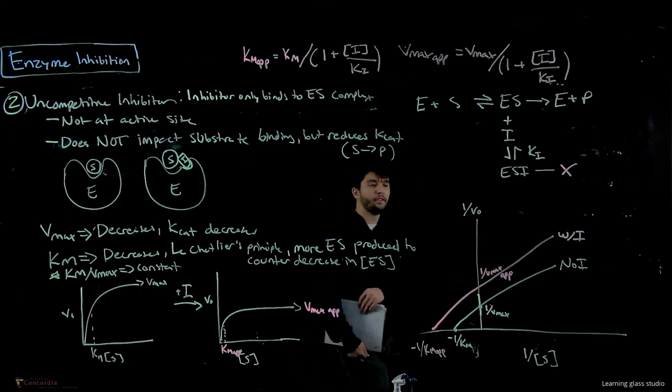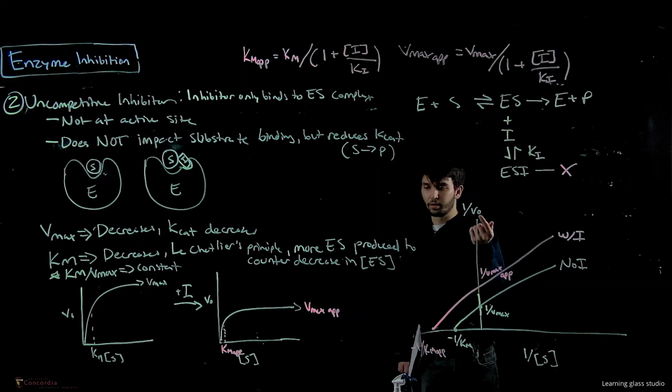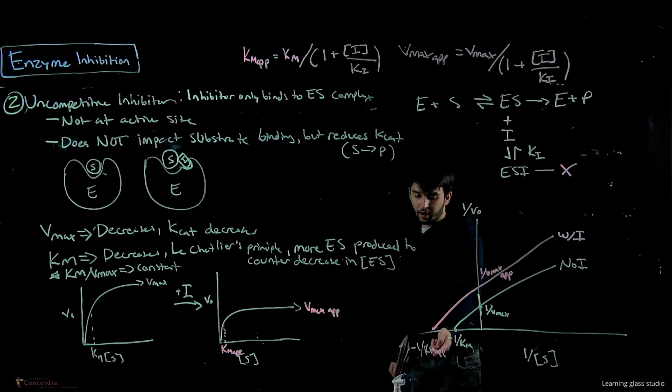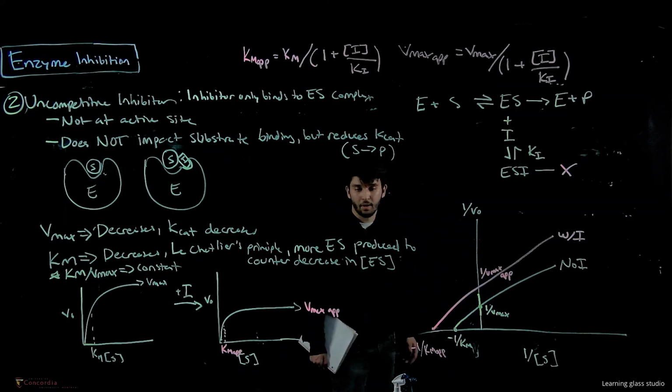So looking now at the Lineweaver-Burk plots. So with the inhibitor, we see the Vmax apparent increase. So that's a decrease because this is 1/Vmax. So when 1/Vmax increases, Vmax decreases. And similar here, when -1/Km apparent seems to increase in magnitude, we know that that's actually a decrease in Km apparent.